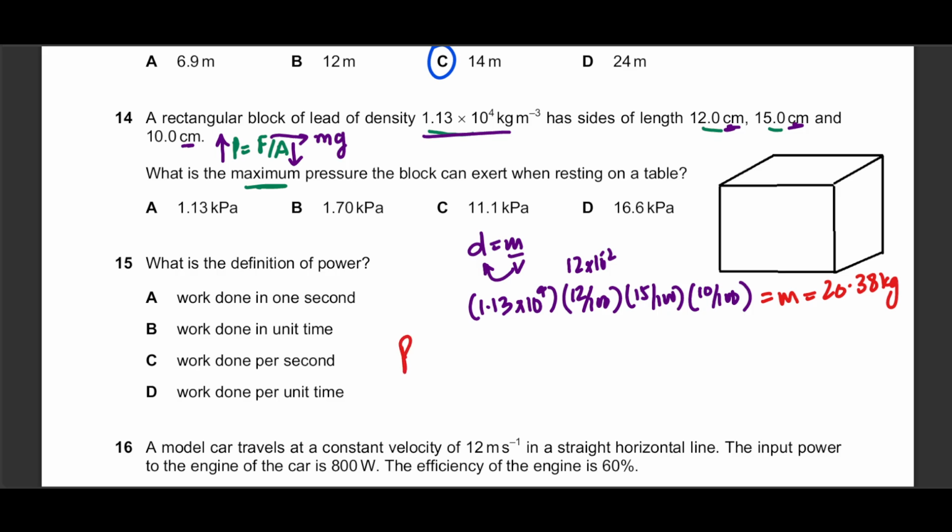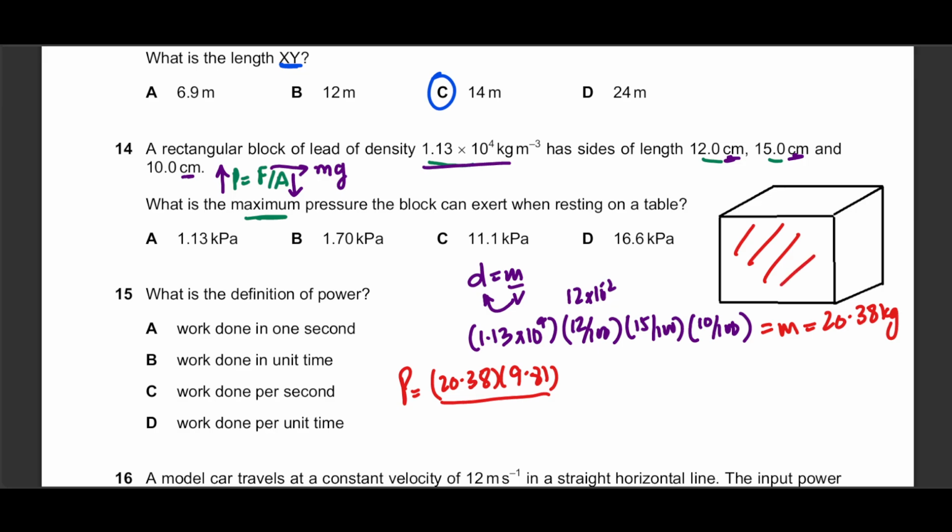So it's all coming together. So pressure equals force, which is mg. So mass is 20.38 into g, which is 9.81, divided by the area. Now I'll have three options. I'll have three faces to choose from: face 1, face 2, and of course the base, which is face 3.